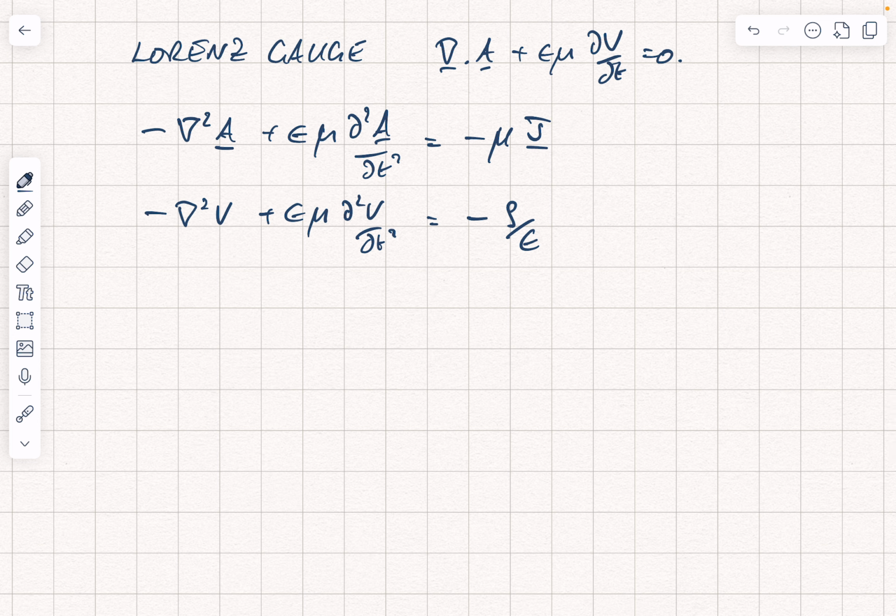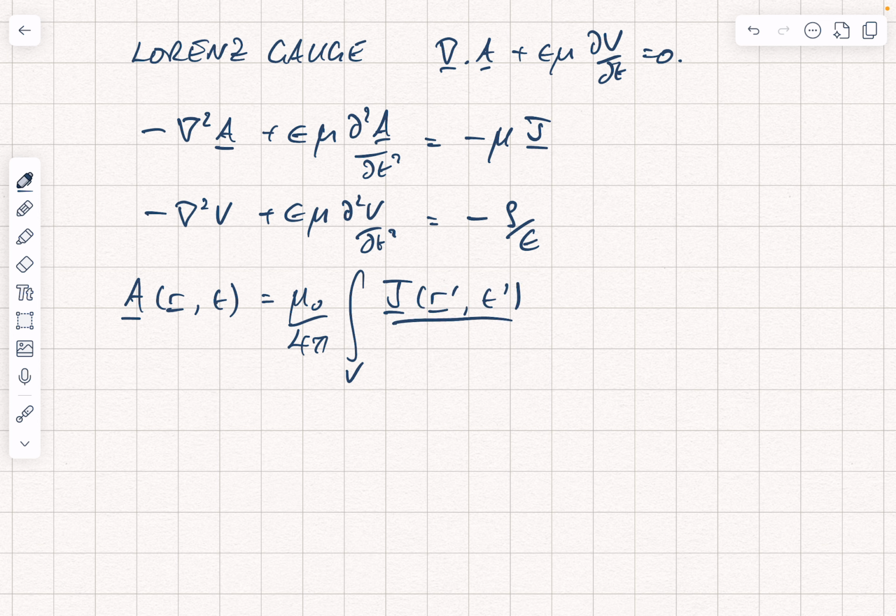You can then derive general solutions for the potentials. I'll just give one for A because it's easy to generalize for V as well. So A as a function of R and T is mu naught over 4 pi times a volume integral of J, the current density, at a position R prime at a time T prime. And it's the time T prime that is important here. Divided by the modulus of R minus R prime, dV prime. And we define T prime, which is the retarded or slowed down time, as T minus the modulus of R minus R prime over C.